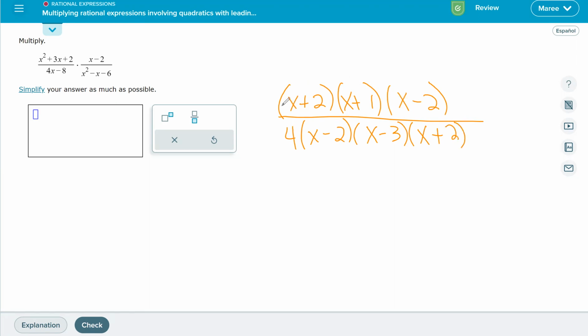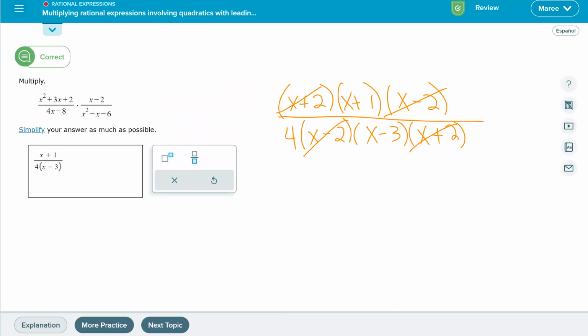Okay, so we look at our numerator, we have an x plus 2. We don't have an x plus 1 in the denominator, but we have an x minus 2. There we go. So fully factored, we have an x plus 1. If it's the only binomial in the numerator, we can leave it out of parentheses if we want. It looks really nice that way. Okay, that's the end of this lesson.